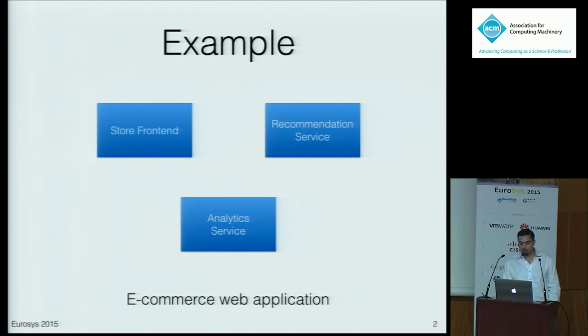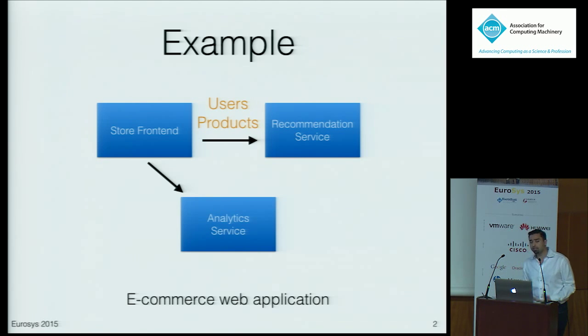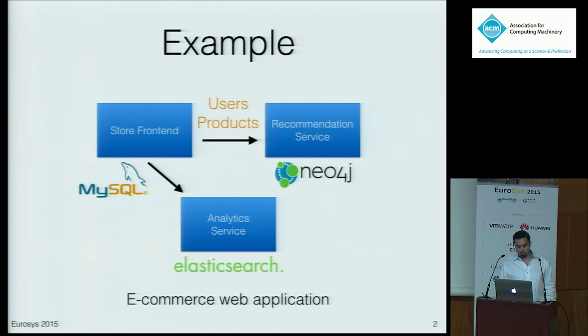For example, both the front end and the recommendation service would use pieces of the user data and the product data. So this data is stored in different databases. The database is picked depending on what the service needs to accomplish. We might want to use a graph database to power our recommendation service, like Neo4j. And similarly, we might want to use Elasticsearch to power our analytics service, because Elasticsearch is really, really performant when it comes to doing aggregations and analytics.